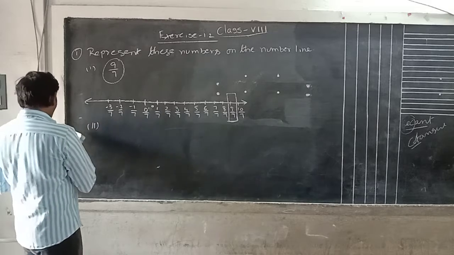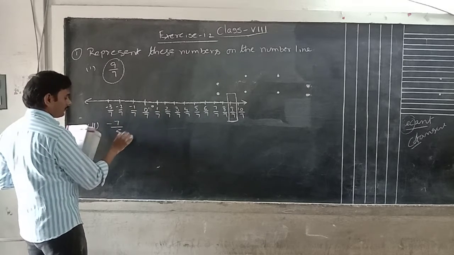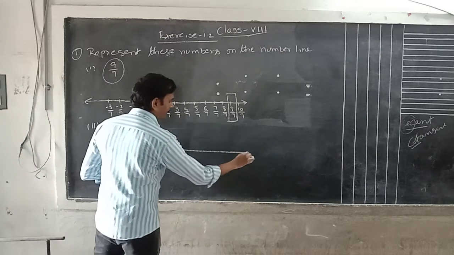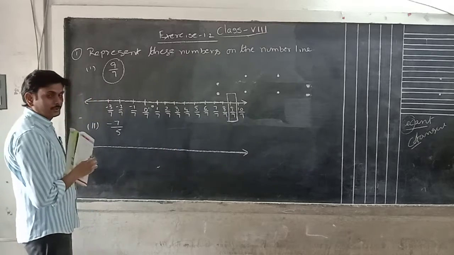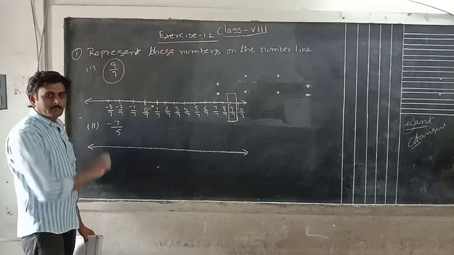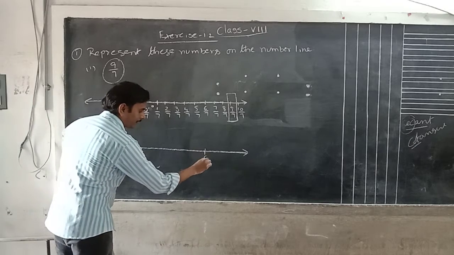Second question. What is the second question here? -7/5. -7/5 means take a number in here. We have to write 0. But by writing 0, remember one thing. What is the numerator number? -7. That means up to -7 we have to get. So we have to write 0 here.